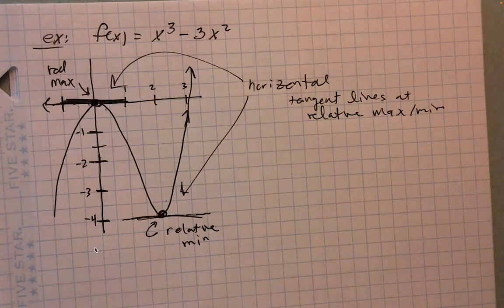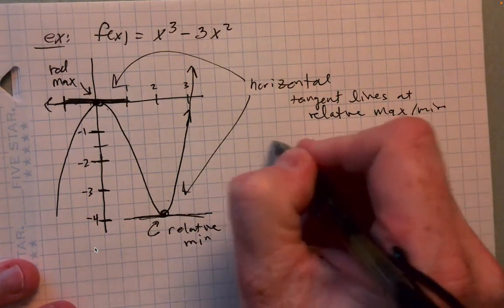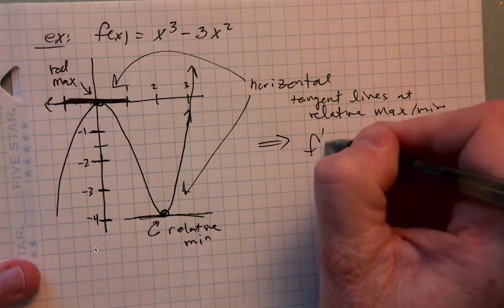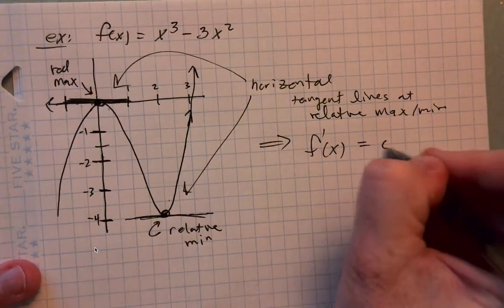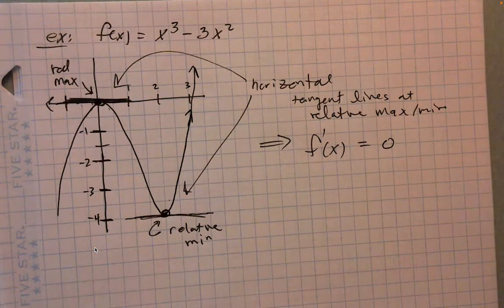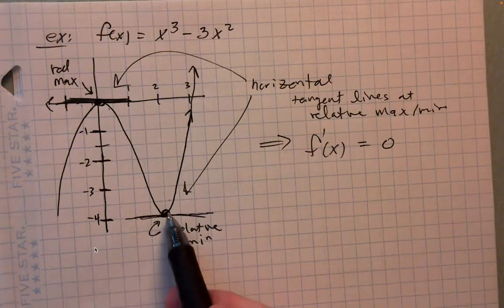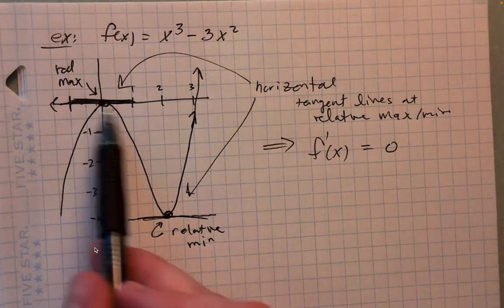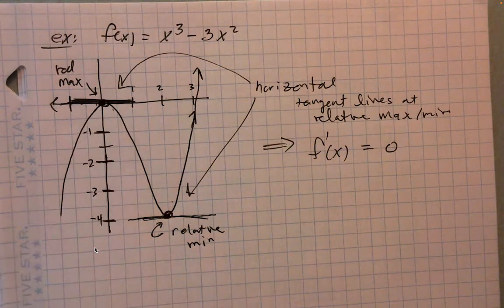That should make sense. And so what does it mean when you have a horizontal tangent line? Well, that implies that the derivative value at those points is equal to 0. The maximum and minimum points have a tangent line of slope 0, and that implies the derivative evaluated at this point, which looks like it's 2, is going to be 0, and at this other point the derivative would evaluate to 0 as well.